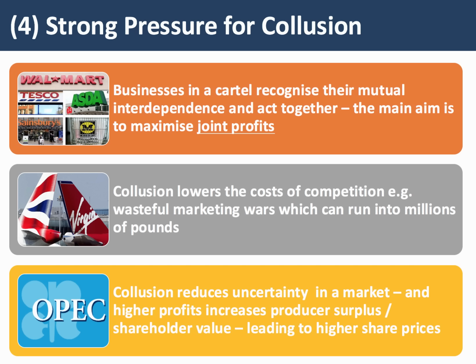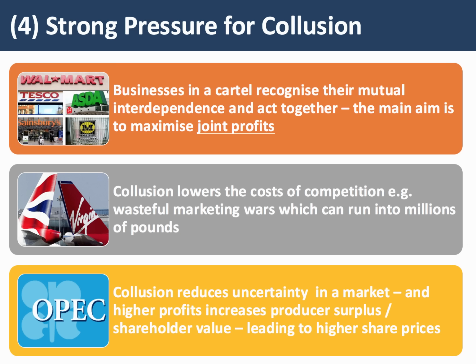Another aspect of oligopoly is the potential for collusion. Some kind of anti-competitive practice where firms either agree to fix the price or agree to share the market in some other way. Now, collusion is where businesses in a cartel within an oligopoly recognise their mutual interdependence and act together. The main aim is to increase joint profits by setting a high cartel price.